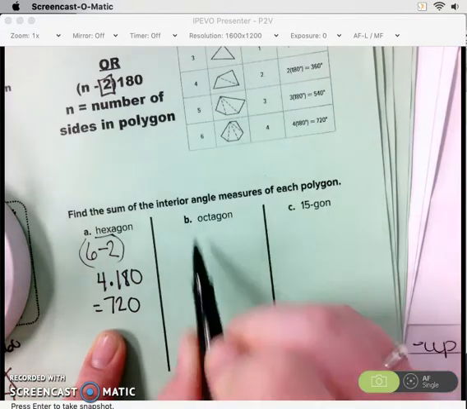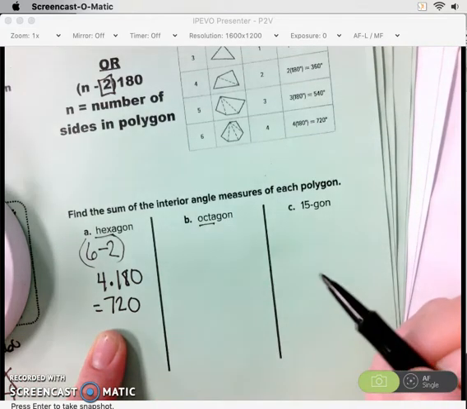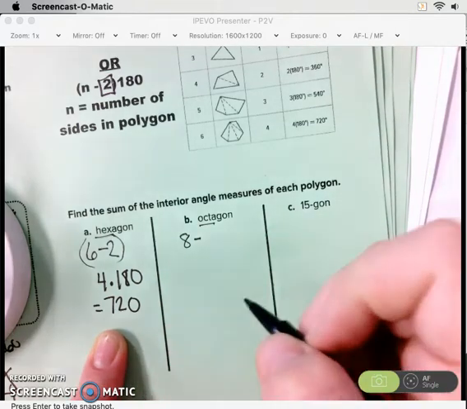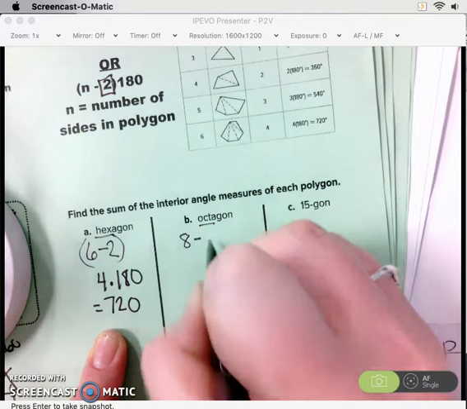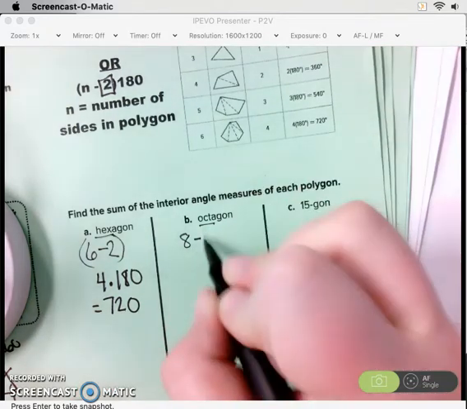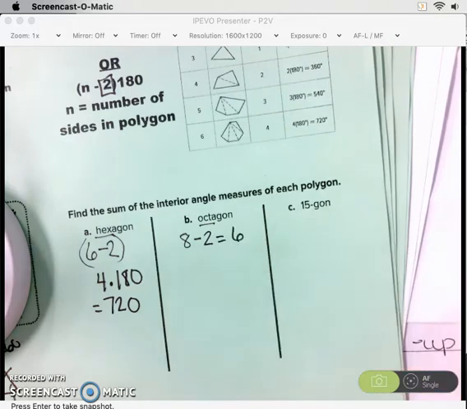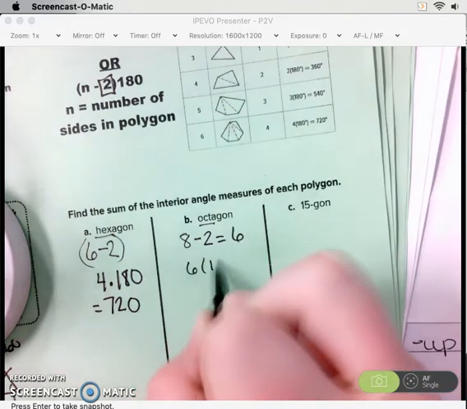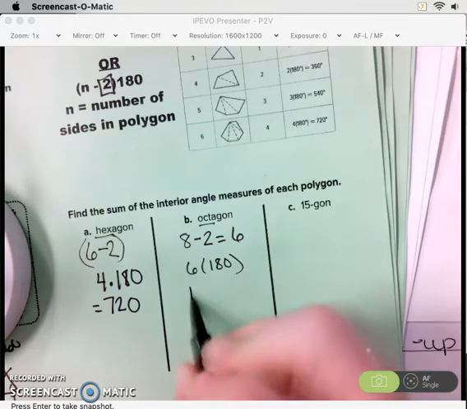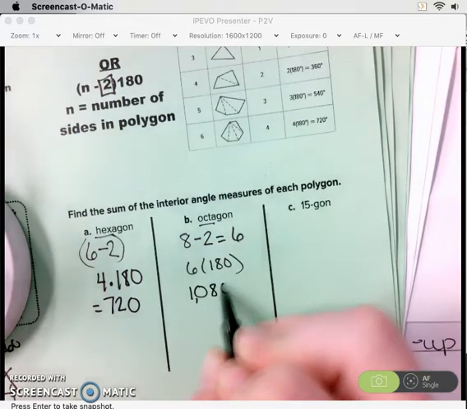Okay. Octagon. Octagon means 8. It has 8 legs. An octopus does, yes. Whatever. You know, tentacles. 8 minus 2 equals 6. 6 times 180 is 1,080.